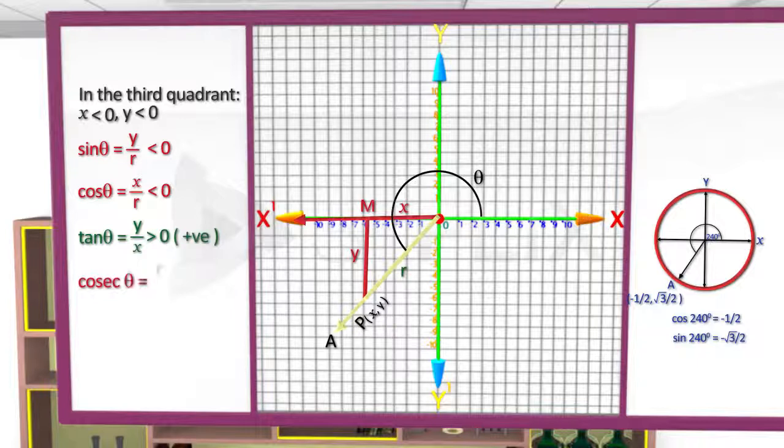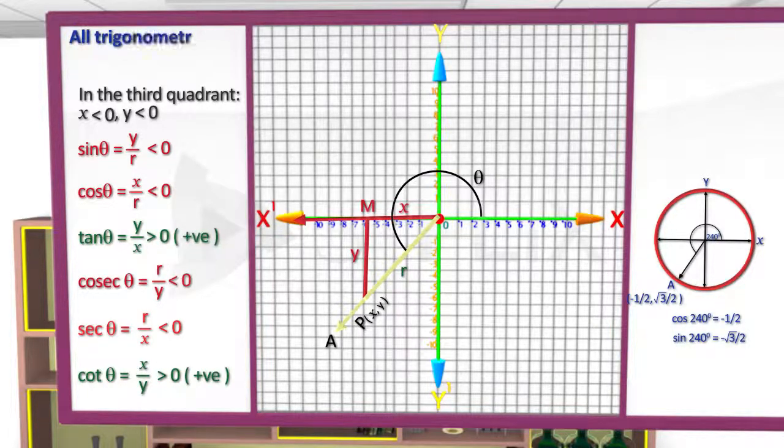Cosecant theta is equal to r by y, less than 0. Secant theta is equal to r by x, less than 0. Cot theta is equal to x by y, greater than 0. So, all trigonometric functions except tangent and cotangent are negative in the third quadrant.